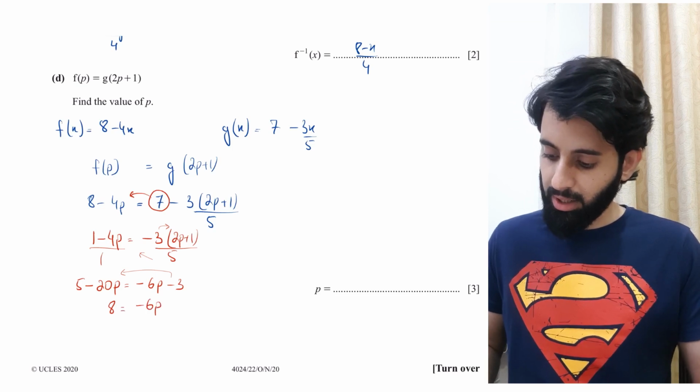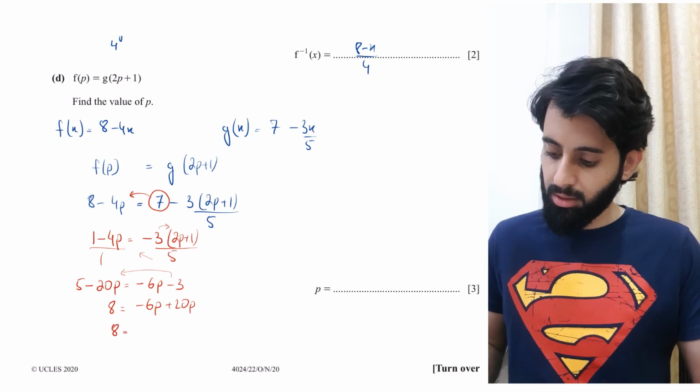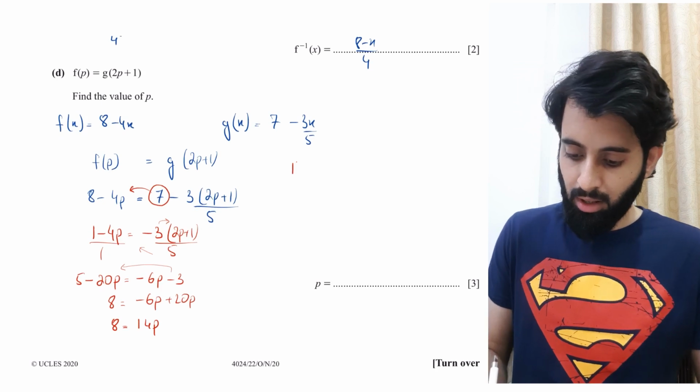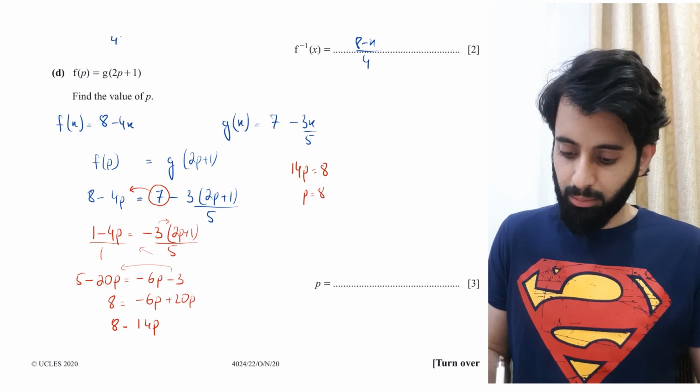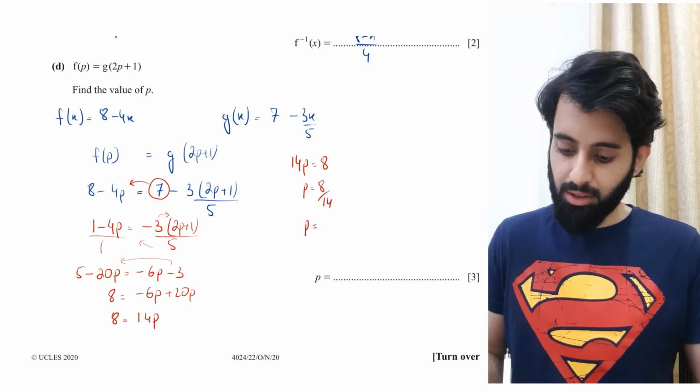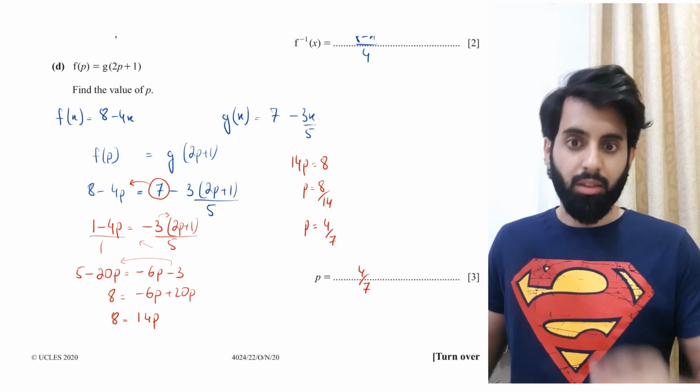And minus 6p plus 20p. Okay, so 8 is equal to minus 6 plus 20, which is positive 14p. Let's write this nicely. So 14p is equal to 8. p is equal to 8 upon 14. And if you simplify this using the table of 2, p is equal to 4 upon 7, which is the correct answer. So there you go, easy does it.